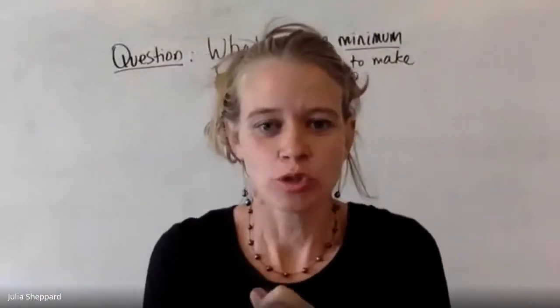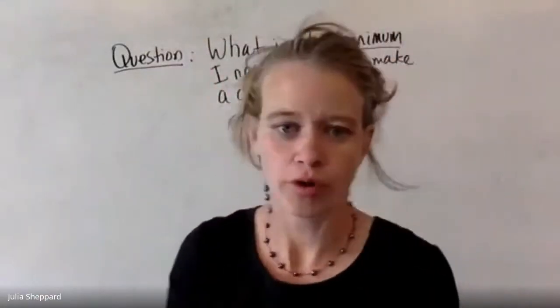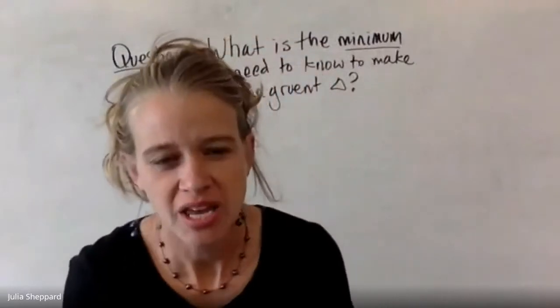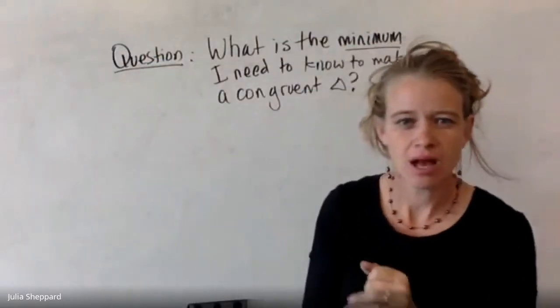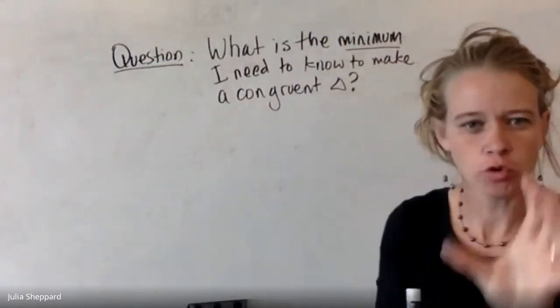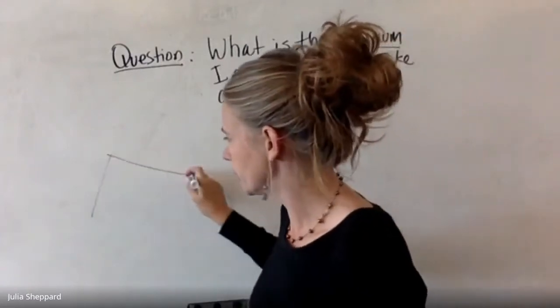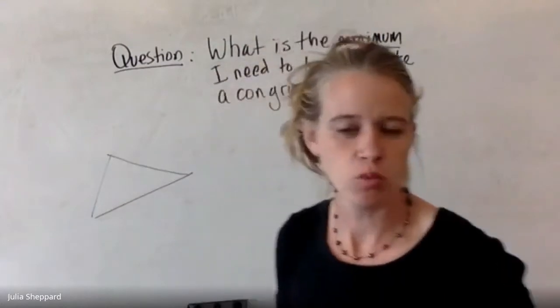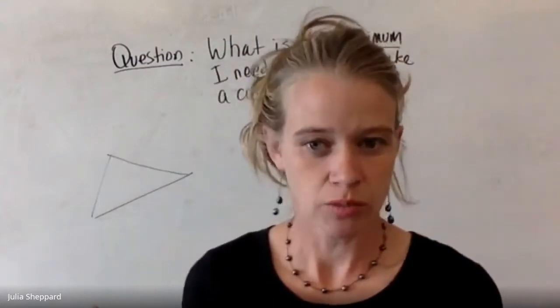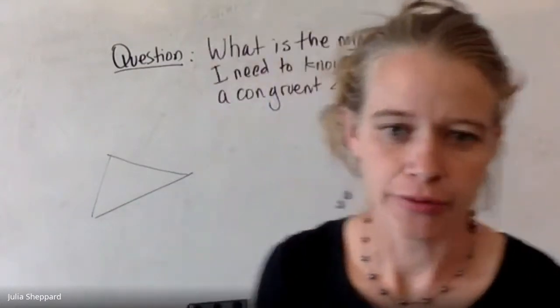Okay, let's talk about triangles today. We're in lesson 4.3, but I have a question for you first. What is the minimum I need to know to make a congruent triangle? So maybe I have some secret triangle over here, and I need you to guess what it is or draw exactly what it is. What would I need to tell you, right?